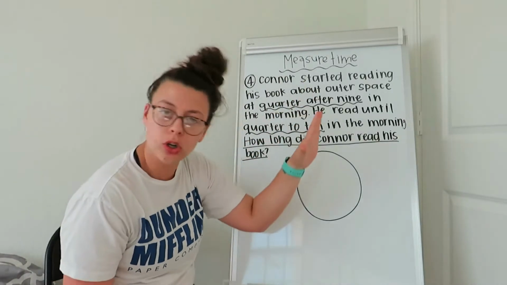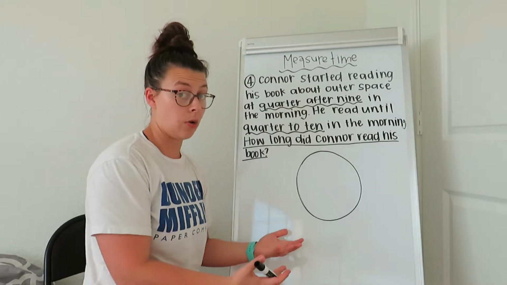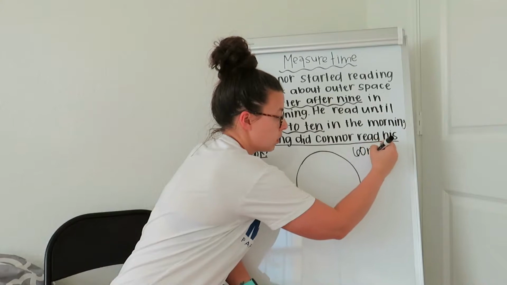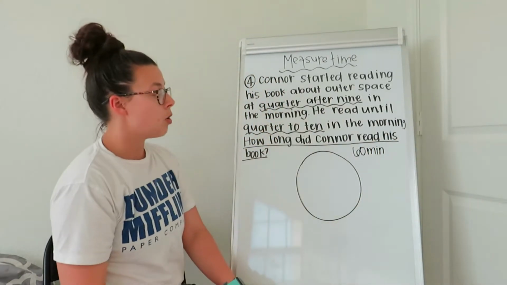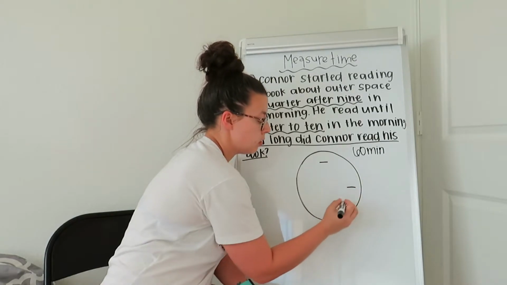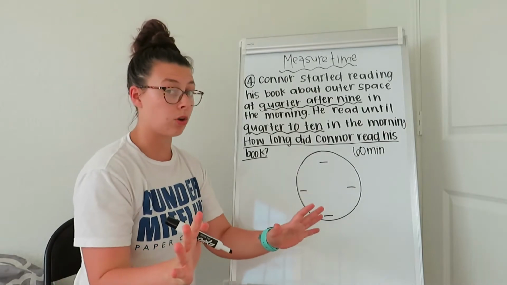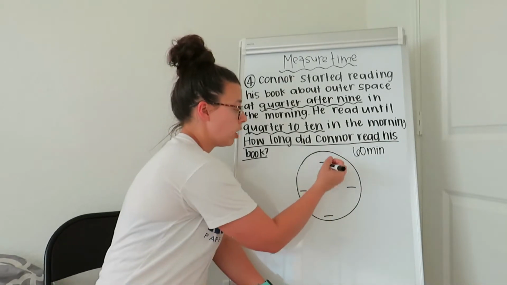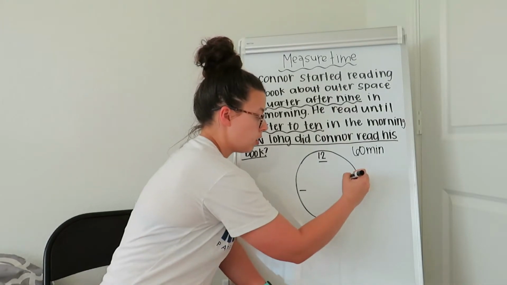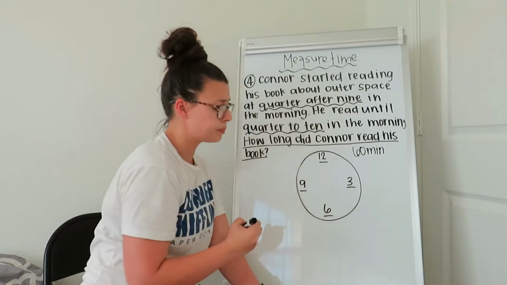So, ignore the problem, and let's just look at this clock. How many minutes are in an hour? 60. So what I want you to do is help me fill out the clock right here. Let's just fill out that hour, okay? Right here we know would be 12 o'clock. Right here we know would be 3 o'clock, 6 o'clock, and 9 o'clock.